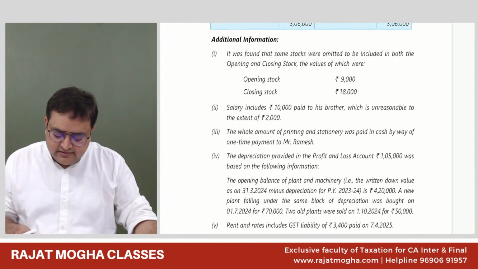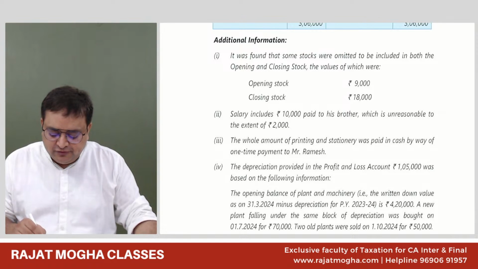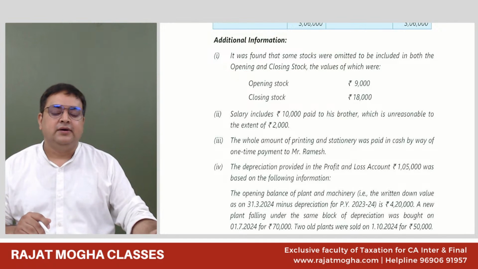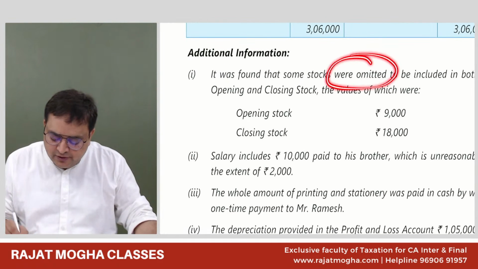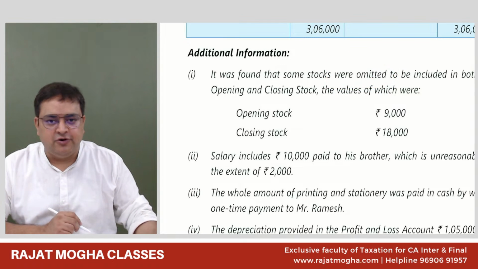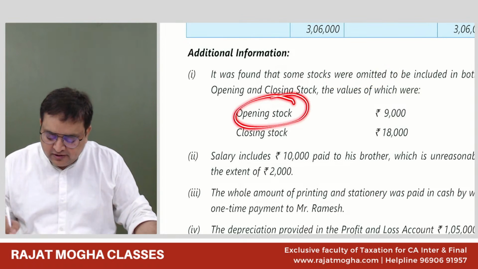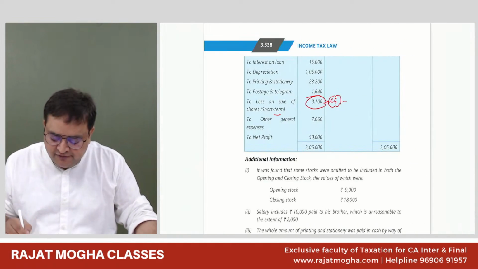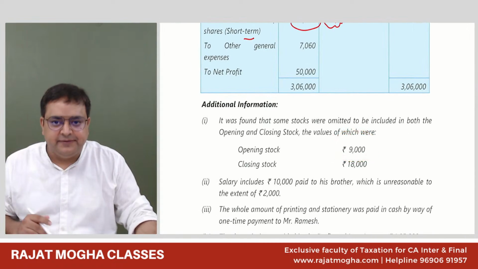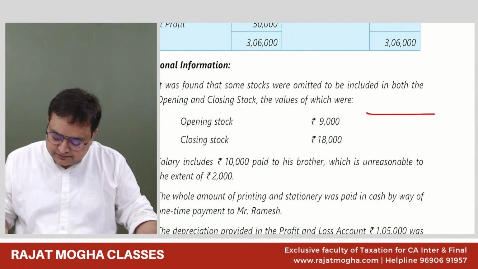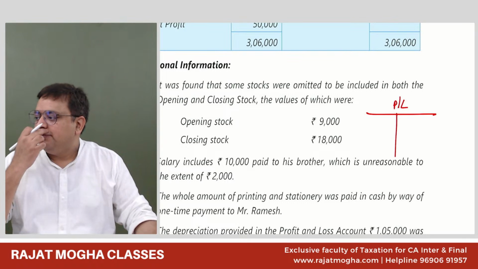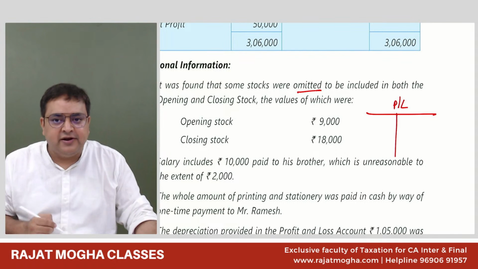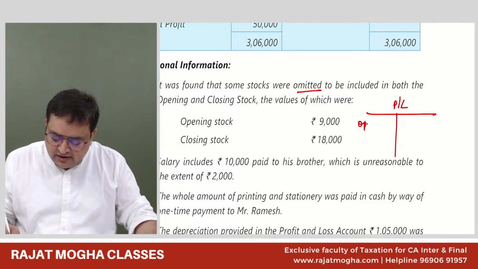Let us read the information side. It was found that some stocks were omitted to be included in both the opening and closing stock. We have not recorded them, so let us record them. Opening stock 9,000. If I record 9,000, where will I record it, debit side or credit side? This is my P&L account. Debit side, because they were omitted.